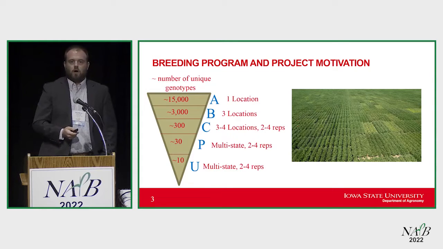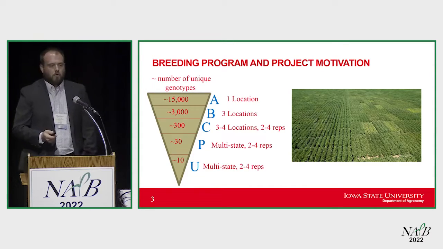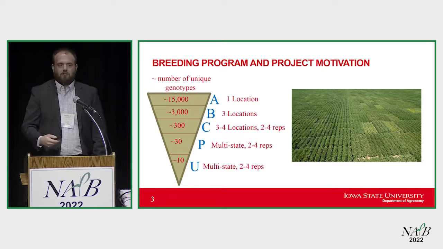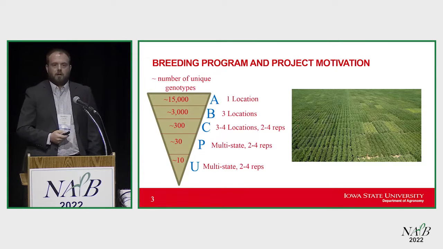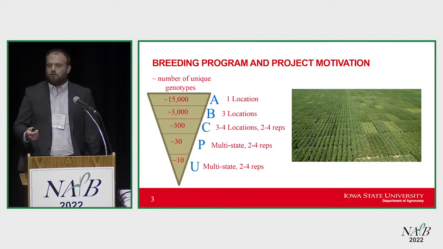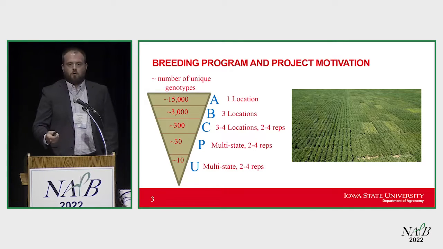which would be similar to what most people would be familiar with as the progeny row stage. This is at one location, just in the Ames location. This is our maximum amount of genetic diversity within our program. We then move into the B test, which would be your preliminary yield trials. This is 3 locations across the state of Iowa, but still no replication.